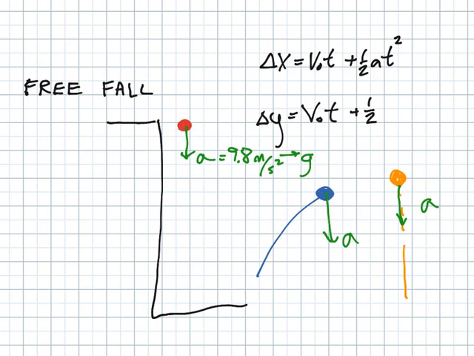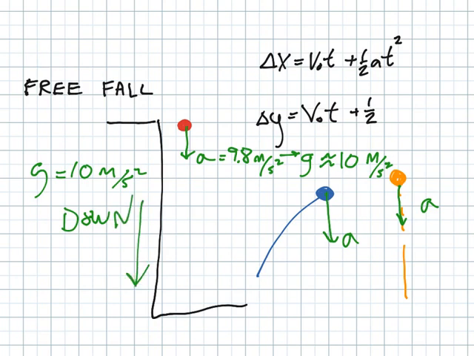And to further simplify things, we're going to say that the value of little g that we use for our calculations, let's just make it 10 meters per second squared. All right. So all objects in free fall have the same acceleration. It is 10 meters per second squared down. That way. Objects don't have to be moving down to have a downward acceleration. They just have to be in a gravity field.